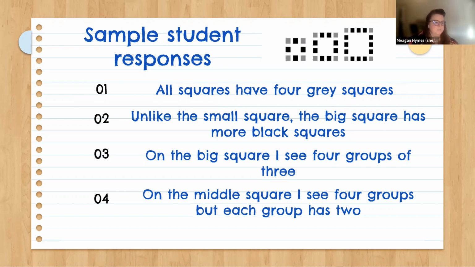On the middle square, I see 4 groups, but each group has 2. And that response came after hearing student 3 talk about the big square, then another student was like, oh, and on the middle square, I see 4 groups. And so they're also going to be borrowing from each other and learning from each other. Especially if you have, well, all of us, no matter what you're teaching, have multi-levels within our room, right? So again, too, even learning from other students in the room, drawing from those language pieces.